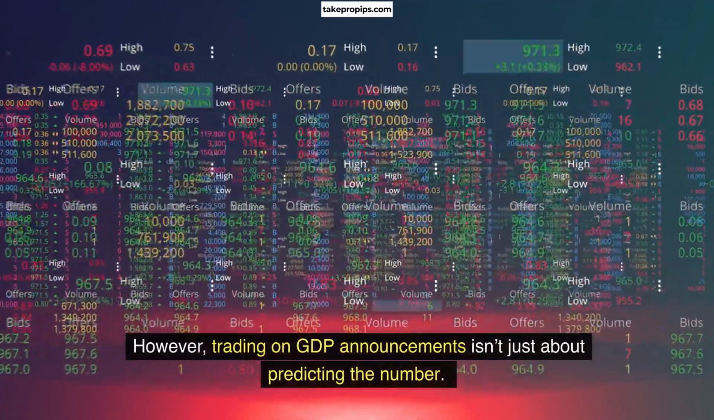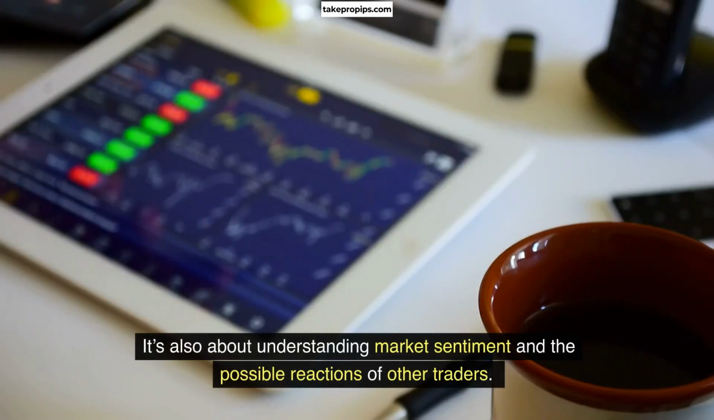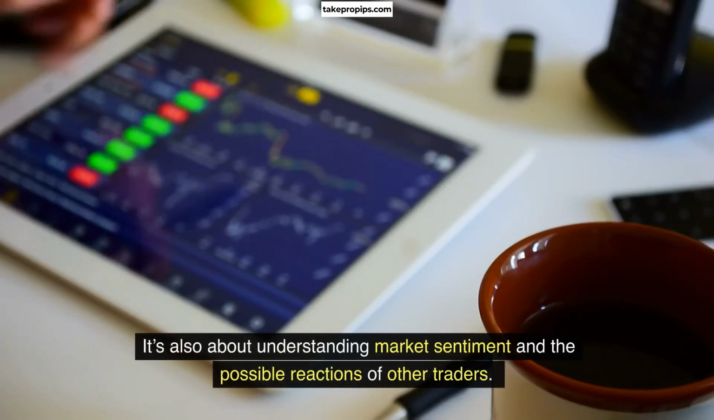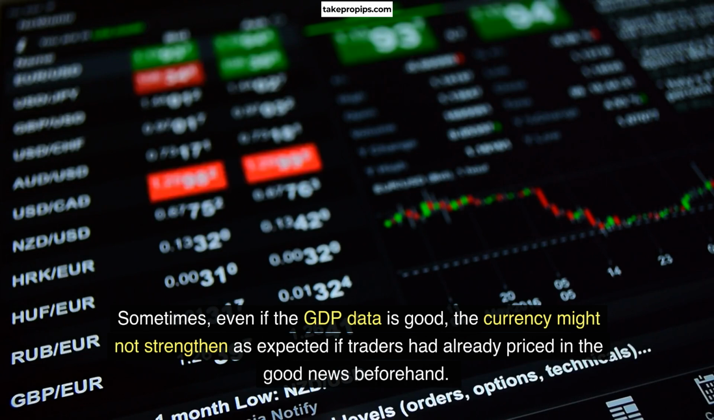However, trading on GDP announcements isn't just about predicting the number. It's also about understanding market sentiment and the possible reactions of other traders. Sometimes, even if the GDP data is good, the currency might not strengthen as expected if traders had already priced in the good news beforehand.